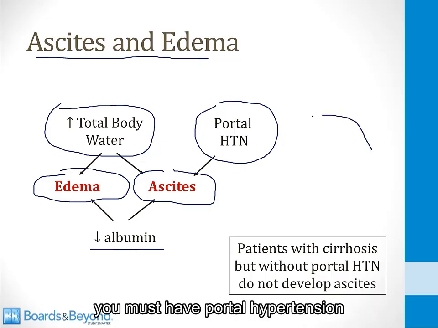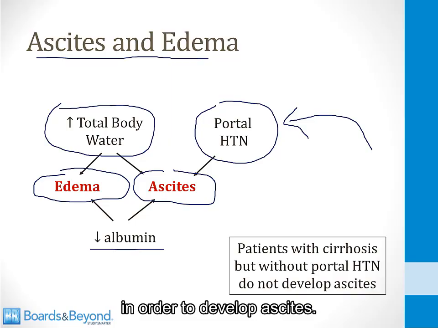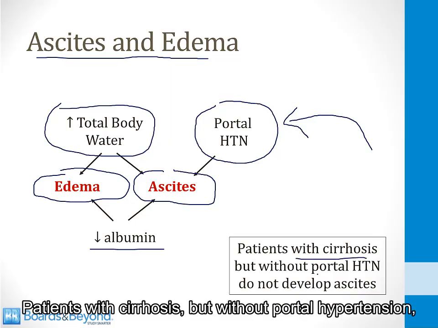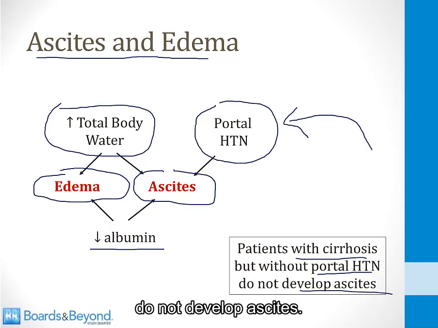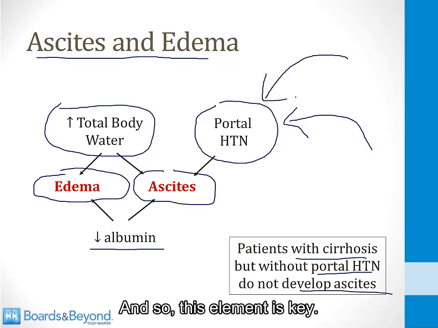Importantly, you should know that you must have portal hypertension in order to develop ascites. Patients with cirrhosis but without portal hypertension do not develop ascites, and so this element is key, and when you see a patient that has ascites on physical exam, you know that they have portal hypertension.